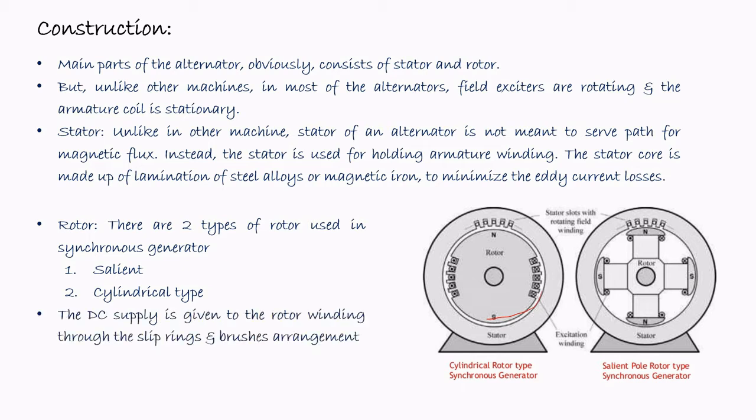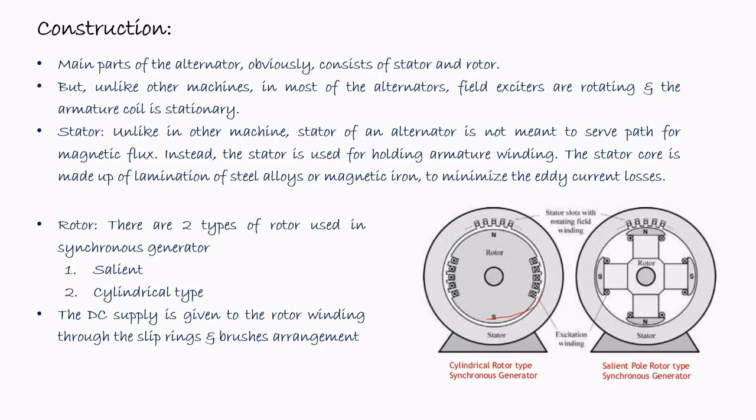In all the cases, the DC supply is given to the rotor winding through the slip rings and brushes arrangement. Now, why the armature winding is placed in the stator and the field winding is placed in the rotor, that we can discuss here.